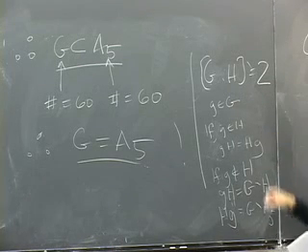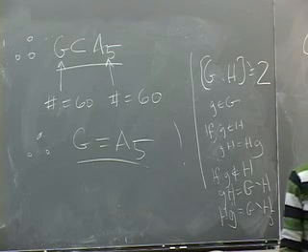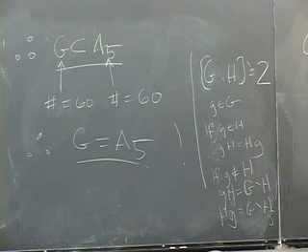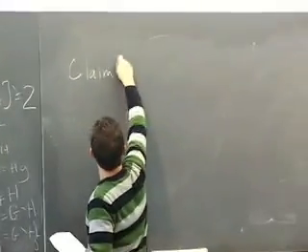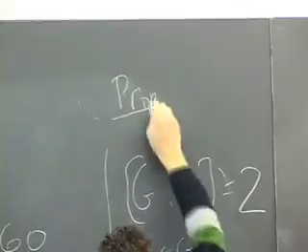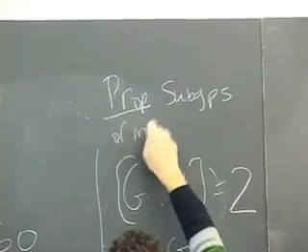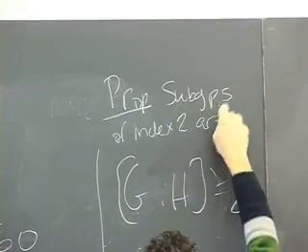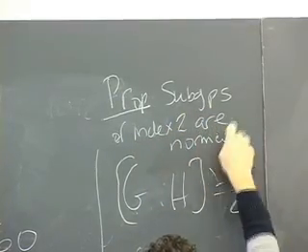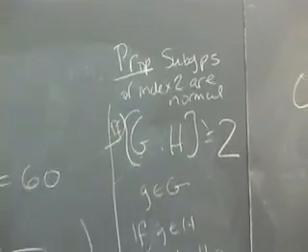Anyway, this is definitely a good fact to know. You should know that subgroups of index 2 are normal. You can definitely leverage this quite often. It's a very, very useful fact. So let me label this. Proposition: subgroups of index 2 are normal. Proof. There, it's official.